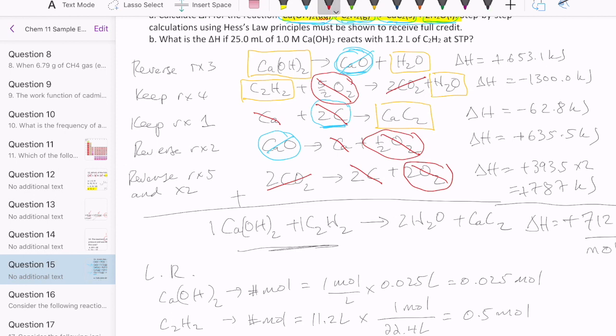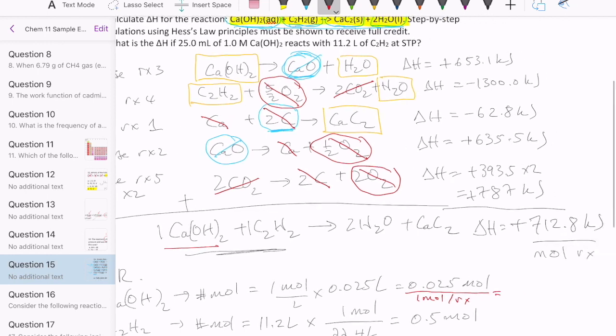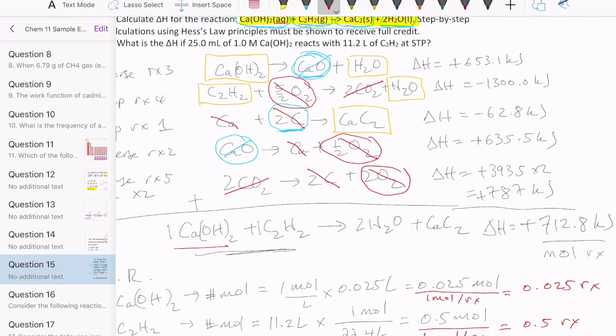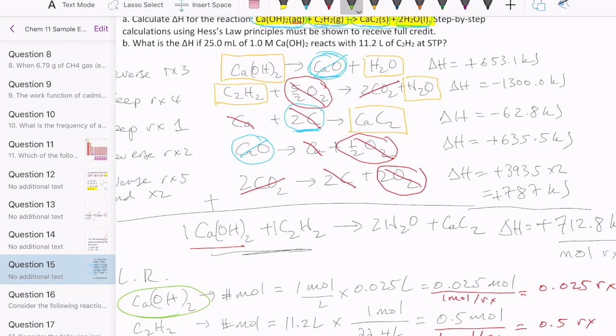And then remember, in figuring out limiting reactant, what we do is we start with the number of moles, and then we have to divide that by the number of moles needed per reaction. So 1 mole is needed for calcium hydroxide because the coefficient is 1. So 1 mole per reaction. So we end up getting 0.025 reaction. And then for C2H2, same thing. We have 1 mole needed per reaction. Again, the 1 comes from the coefficient of C2H2 in the reaction. So 0.5 reaction is what we're going to be able to have if we use up all the C2H2. So that means that the smaller one is going to be our limiting reactant. So the smaller one is calcium hydroxide in this case. So that's our limiting reactant.